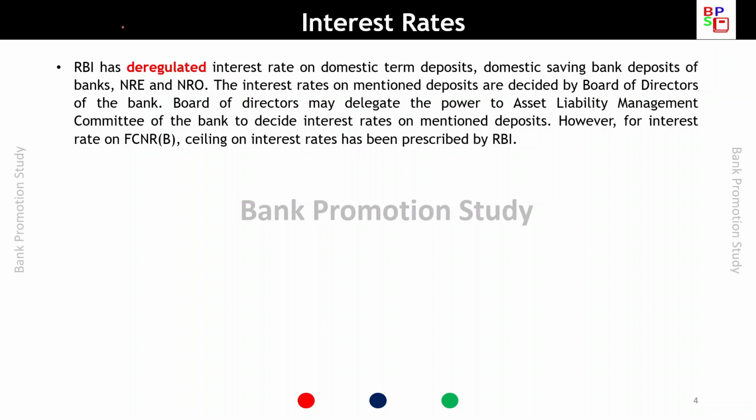Interest rates. RBI has deregulated interest rates on domestic term deposits, domestic saving deposits of banks, NRE and NRO. The interest rates on the mentioned deposits are decided by the Board of Directors of the bank. The Board of Directors may delegate the power to the Asset Liability Management Committee of the bank to decide interest rates on the mentioned deposits. The Asset Liability Management Committee is also known as ALCO.